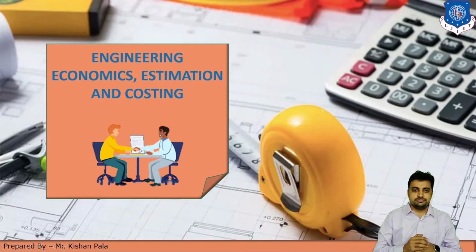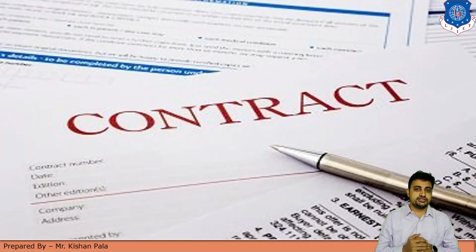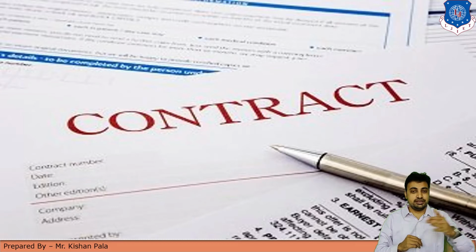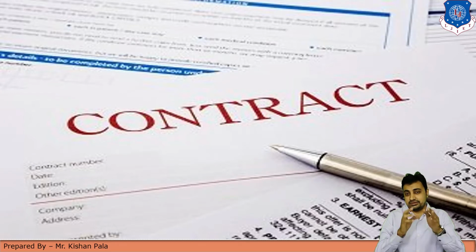Hello viewers, in this session we will discuss the formation of a contract. As we know, we make different types of social agreements in our day-to-day life. But there is a difference between an agreement and a contract. For example, Mr. A promised Mr. B to go outside on a particular day. So this is an agreement.